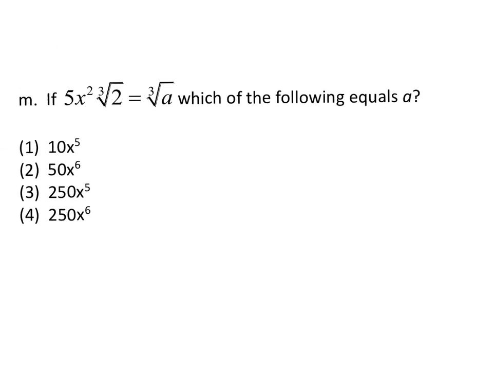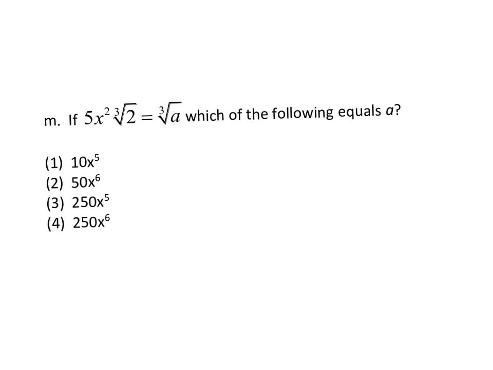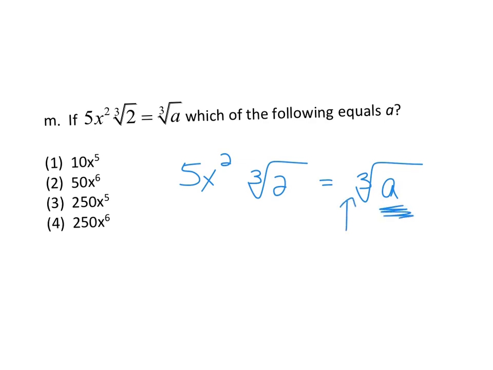Last question. It says, if 5x squared times the cube root of 2 equals the cube root of a, then which of the following is equal to a? So basically, if you notice, there's nothing in front here and there's only a on the inside. So this means that this somehow was inside of that. So we're going to think backwards here. We're also going to remember this is a cube root. So to get back in there, you'd have to do 5 cubed and x squared.